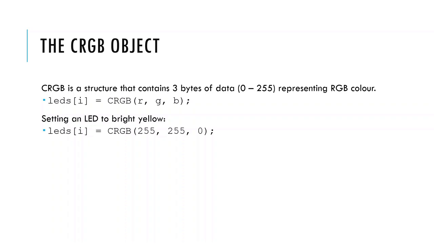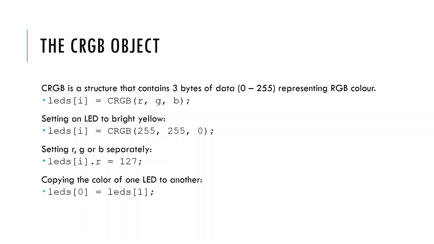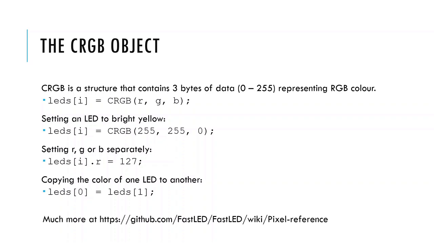We can also change the red, green, and blue separately. We don't have to set them all at once by using, for example, leds[i].r = 127, we'll just set the red component of that particular LED. If you want to copy the colour of an LED to another LED, that's easy to do as well. For example, we could say leds[0] = leds[1], so that will just copy the colour that's in LED 1 into LED 0. There are many, many more methods available at this link, so I encourage you to have a look at that and see how you can manipulate RGB colours.